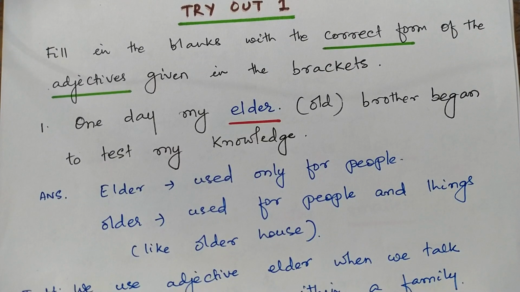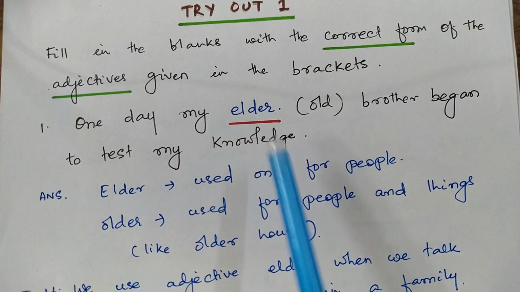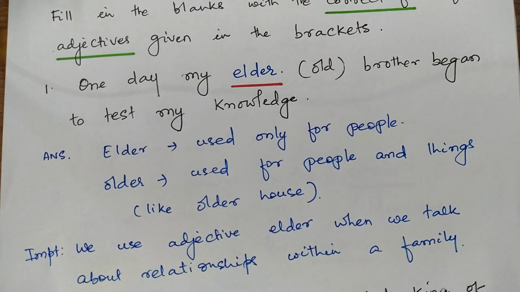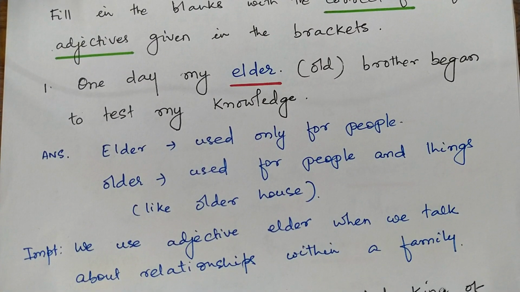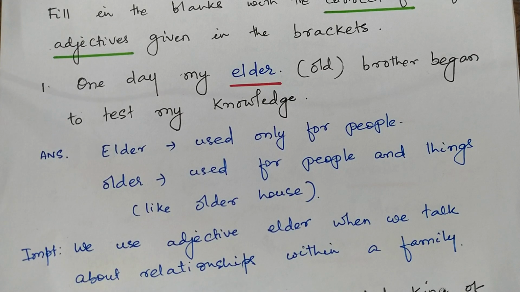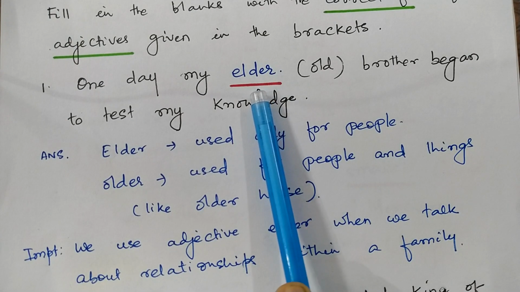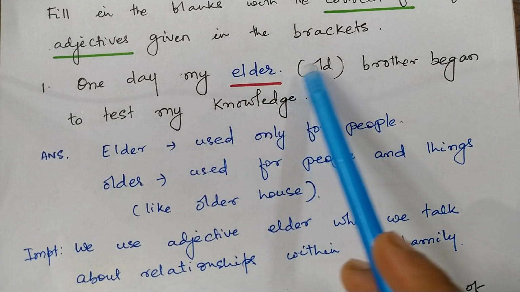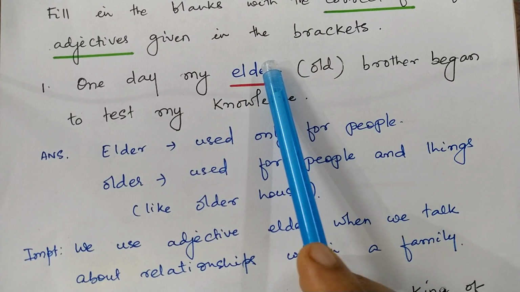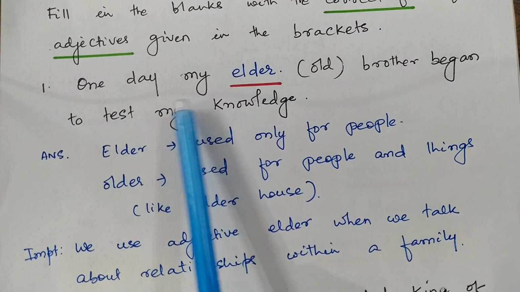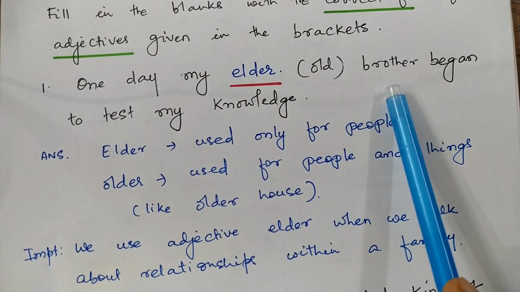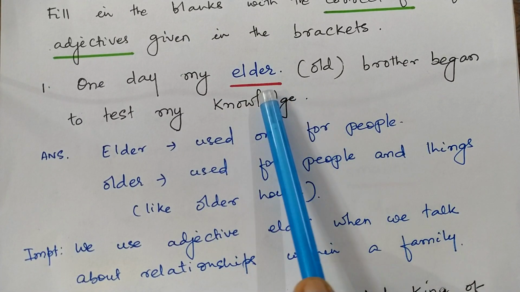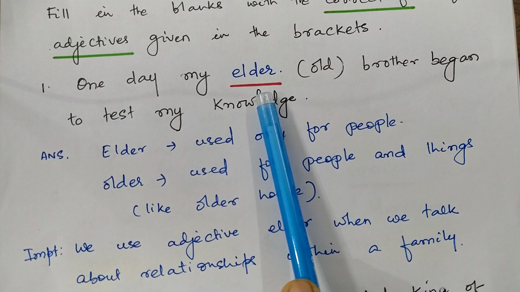Like that. Now it is very important to note that when we use elder, we are talking about relationships which are within a family, like your brother, your sister, immediate family. Then we use the comparative degree elder and not older. We can also use older, but when we are talking within the family we will use elder. So since over here I am talking about my own brother who is elder to me, began to test my knowledge, elder is more appropriately correct than older.